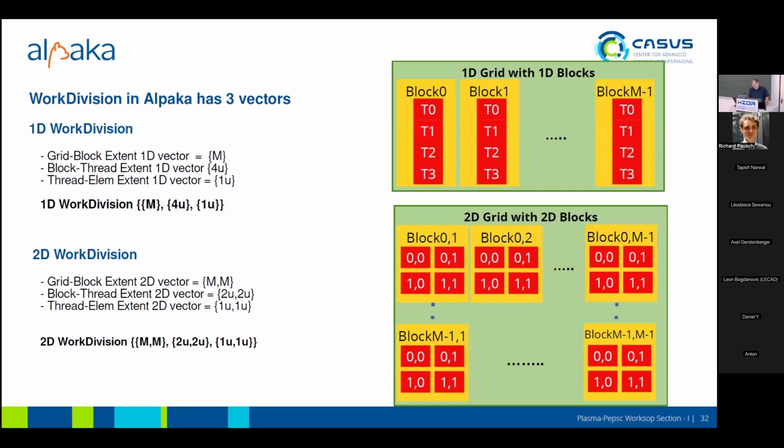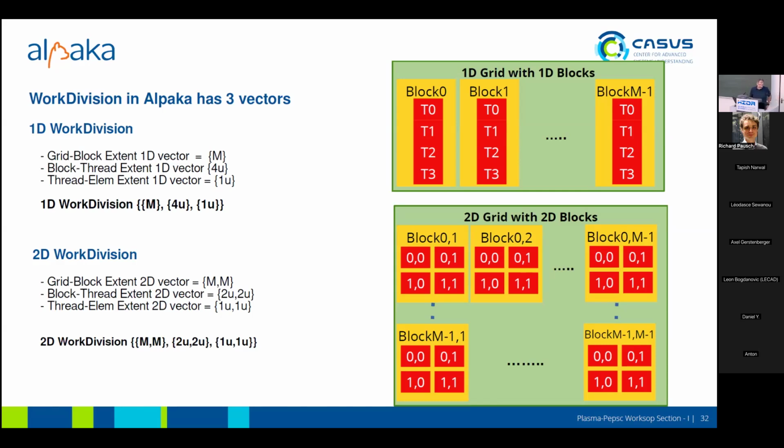In alpaka, work division has 3 vectors. Each vector shows the extents, or the size, of each level. What is the number of blocks along each dimension? The work division representing the upper grid has 3 vectors. Each has 1 element, and the first vector is a single-item array, M. The other one is 4. The other one is 1.